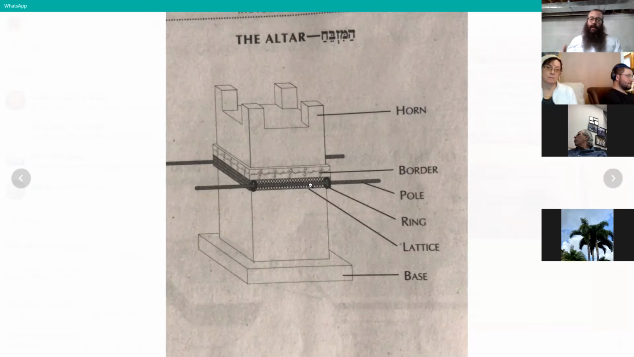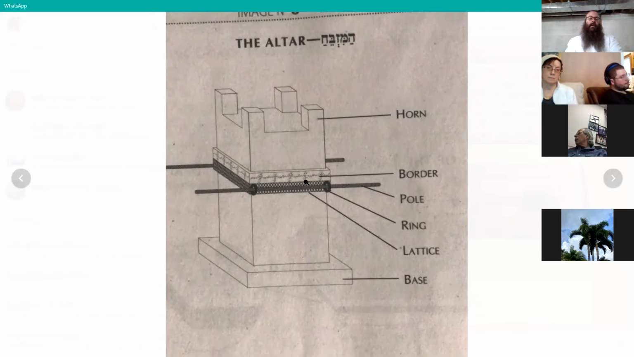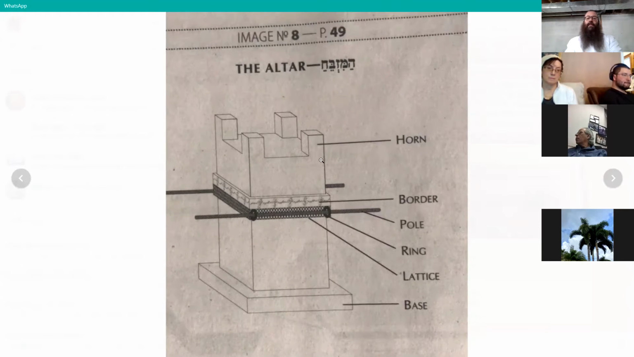Then from the bottom of the lattice and down, it was 5 amos. And then you had the 1 amah of the lattice, the 1 amah of the border, making the design on the altar. And you had another 3 amos on top of the border going up, which makes a total of 10. So 3 on top, 5 on bottom, and then the 2 borders in between, the lattice and the border, which make up the Mizbeach, the altar.